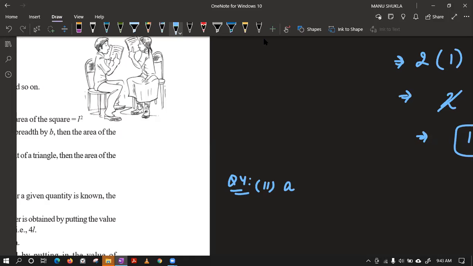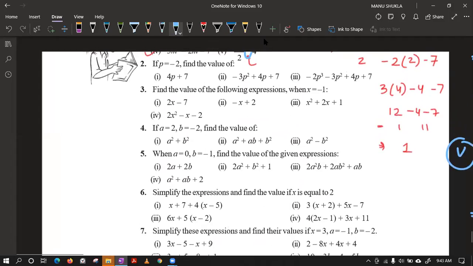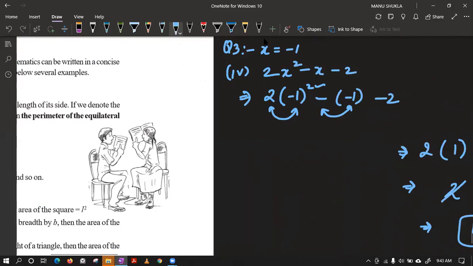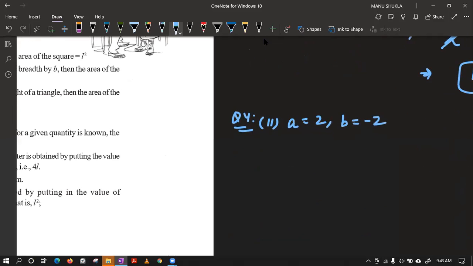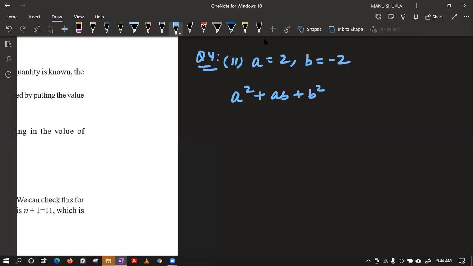Okay, if a is equal to 2 and b is equal to minus 2, what we have to do is find the value of a square plus ab plus b square. Second part, find the value of a square plus ab plus b square. So class, again we just need to put the values.